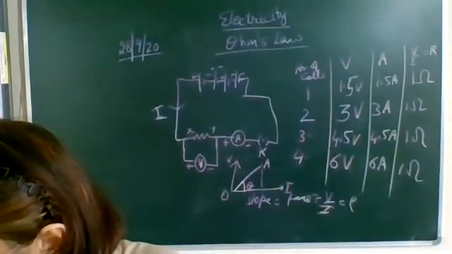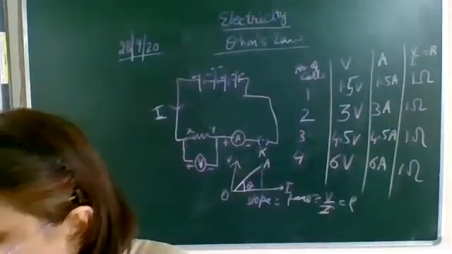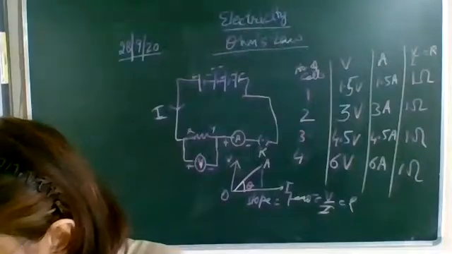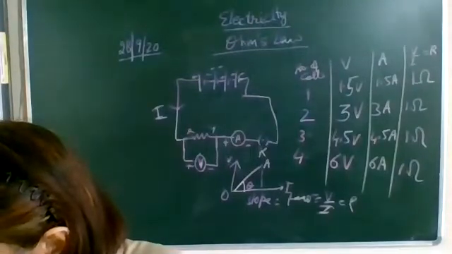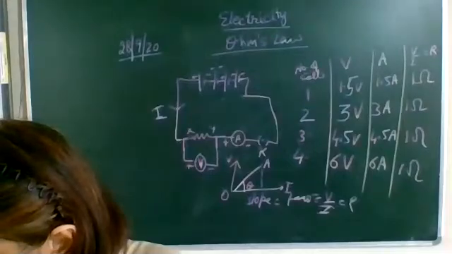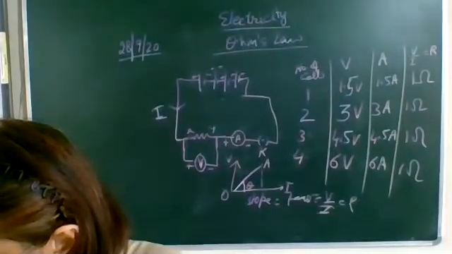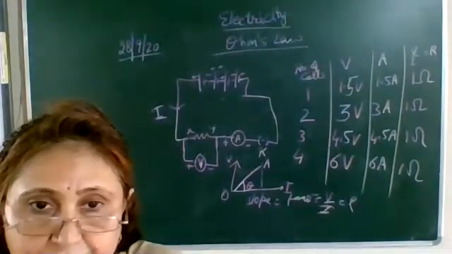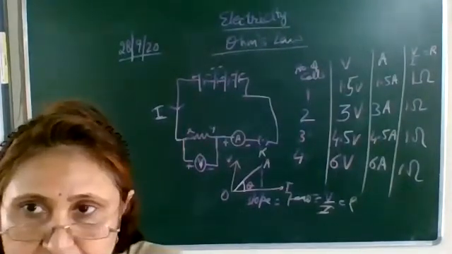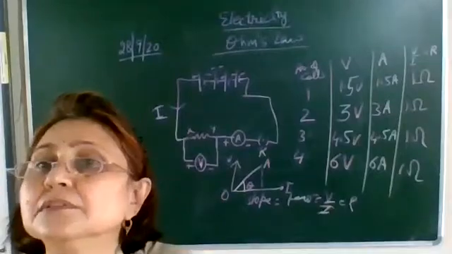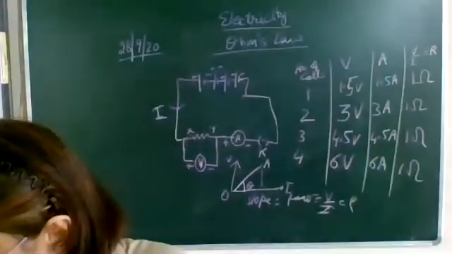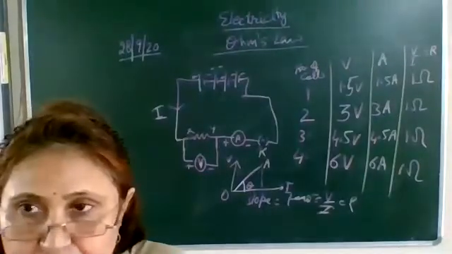Write the next question. Write Ohm's law in mathematical form. Okay, how will you write in mathematical form? V is directly proportional to I. Equated, the constant is resistance R. Okay, so R is equal to V upon I. This is the mathematical form. Write the next question.